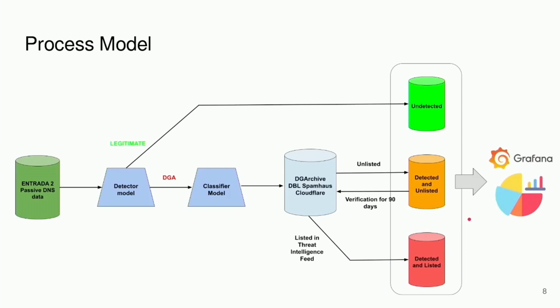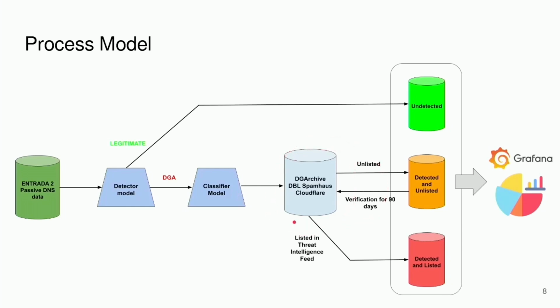So, let's explain how the pipeline of our system works in execution. All queries from the collected passive DNS data are piped through the detector model, which classifies the requested domain as legitimate or DGA. If the domain is classified as legitimate, it is flagged as such and put into the undetected category. If the domain is classified as DGA, it is run through the classifier model, which classifies it into a particular family and gives it a threat score. We then check for the presence of the particular domain in one of our threat intelligence feeds.